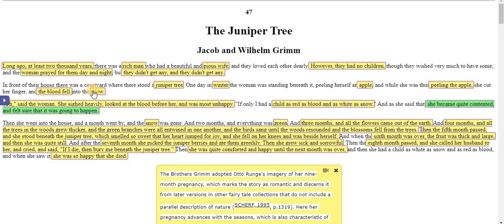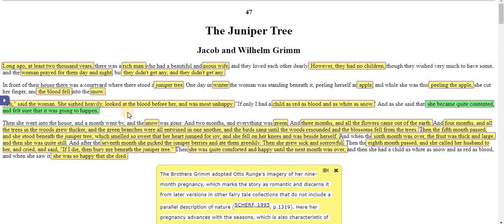"Oh," said the woman. She sighed heavily, looked at the blood before her, and was most unhappy. "If only I had a child as red as blood and as white as snow." And as she said that, she became quite contented and felt sure that it was going to happen.